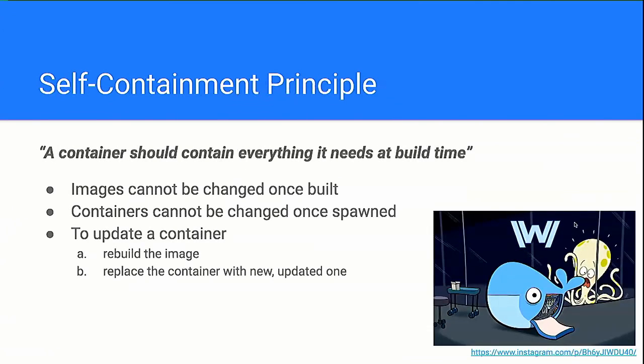And the fourth principle is the self-containment principle. And this says that a container should contain everything it needs at build time. So I know I already mentioned it, but just so we're 100% clear, images cannot be changed once they are built. And once a container is spawned, it also cannot be changed. So if you need to change a container for some reason, then you need to go and change whatever needs changing in the image by changing your Dockerfile probably, rebuild the image, push over this container, and bring up a new one. Or probably in the other order.